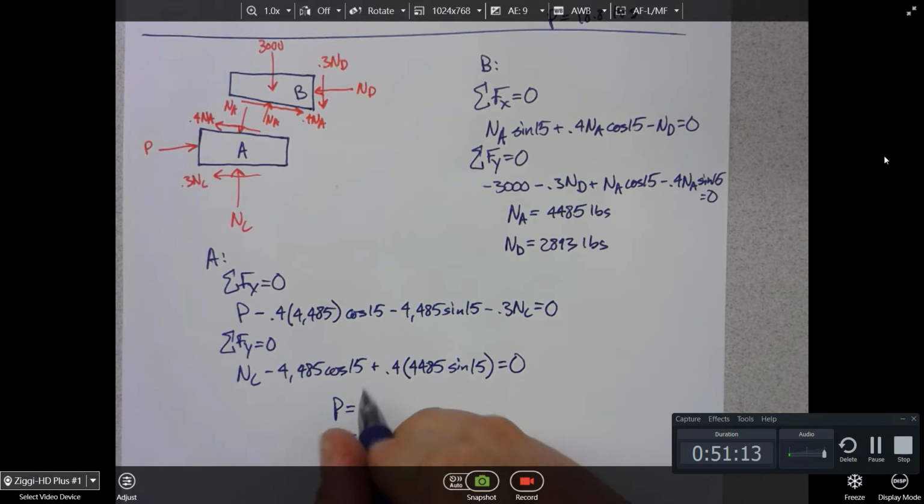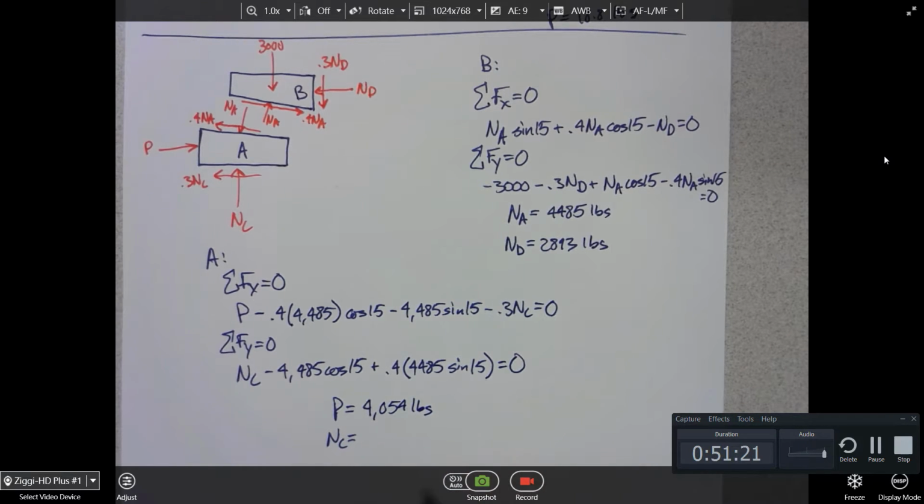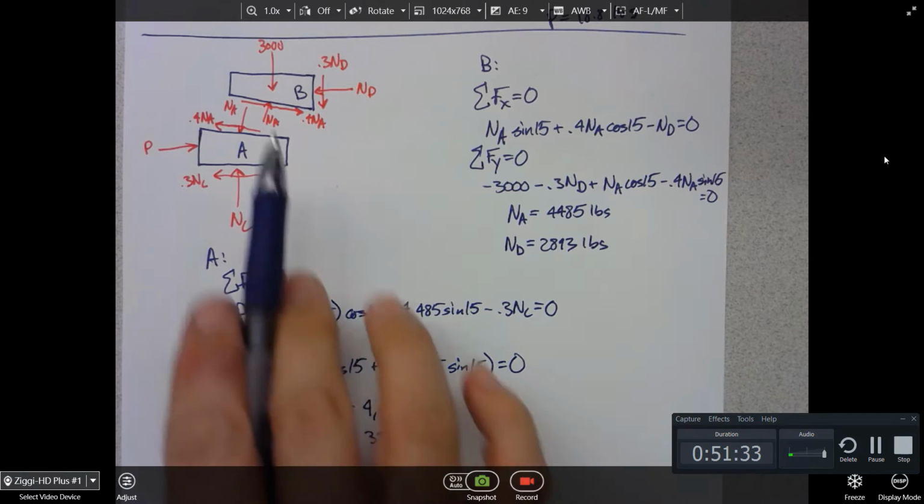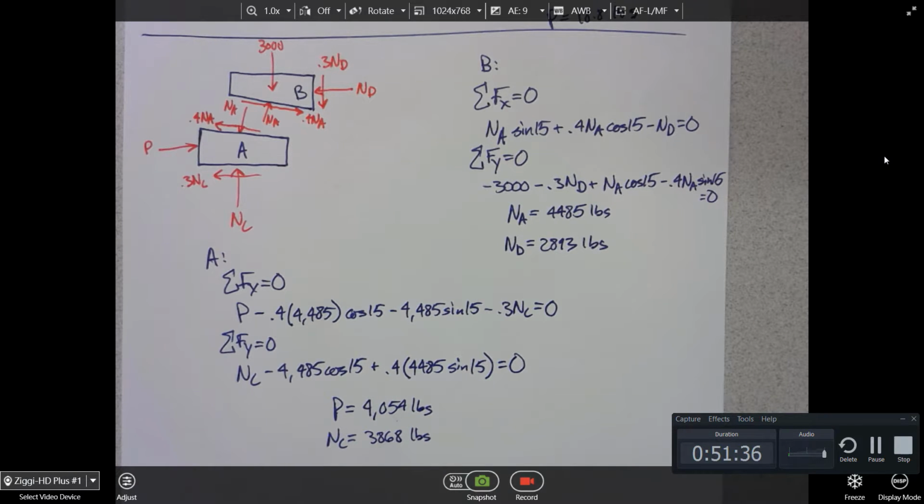Anyone get values for P and NC? Yes. 4,054 for P and 3868 for NC. Okay. So this wedge, we're going to have to push on really hard, harder than we'd have to just pick it up, right? This one doesn't have a huge advantage, okay?